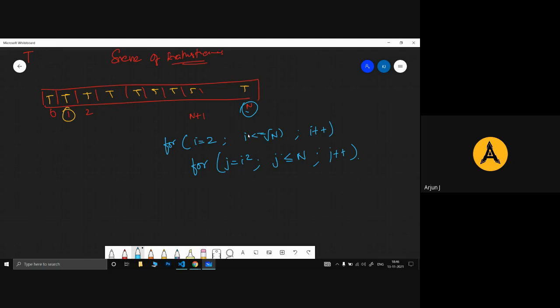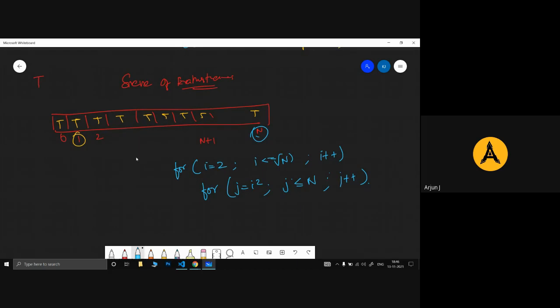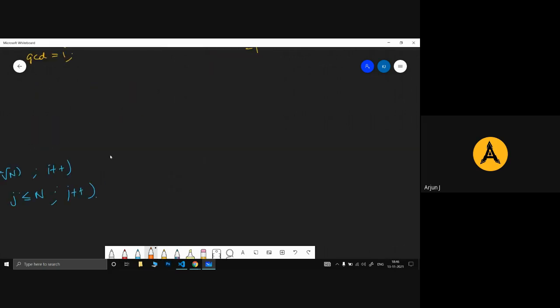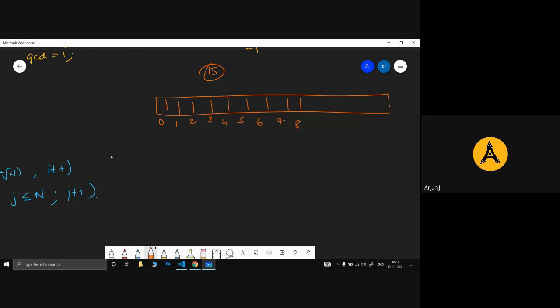So how do we make use of this algorithm? How this algorithm works is, first we take some number 2. Let me take a test case where the array size is around 15. The given number is 15. So we will make an array of size 15 plus 1, that is 16 places. So 0, 1, 2, 3, 4, 5, 6, 7.